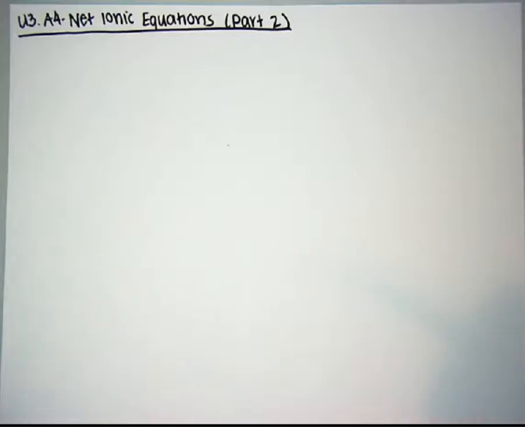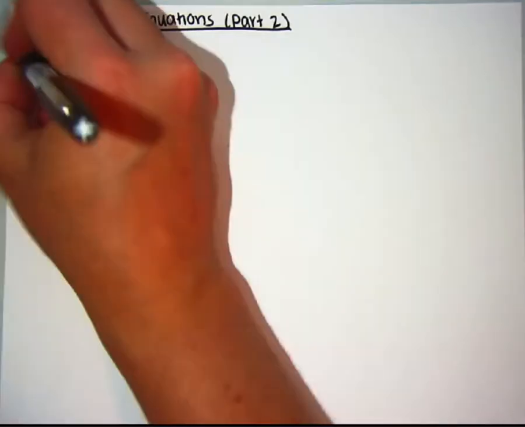In this lesson, we're going to continue on with net ionic equations. So we're going to start with another example of a double displacement reaction, and then we're going to look at some single displacement reactions as well as an acid-base reaction. So I'm going to give you guys the molecular equation.